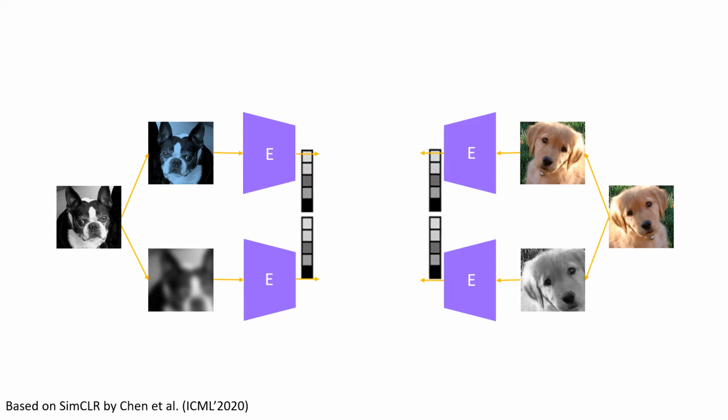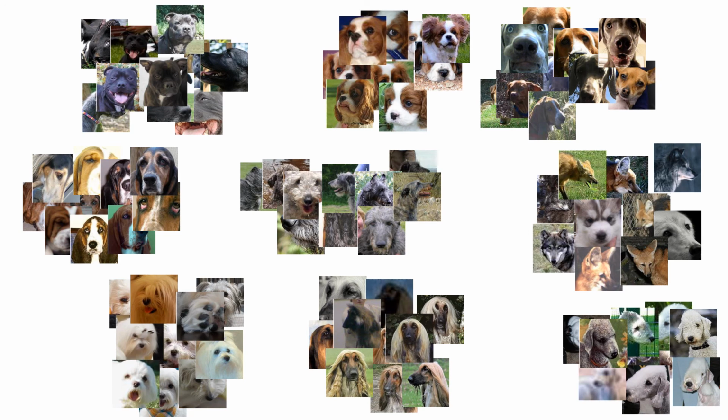This training procedure encourages the encoder to yield representations which are agnostic to the augmentations. For example, the representation of each of these dogs is similar, even for different lighting, blurring, and flipping conditions. Clustering the representations yields meaningful modes, as can be seen in this image.